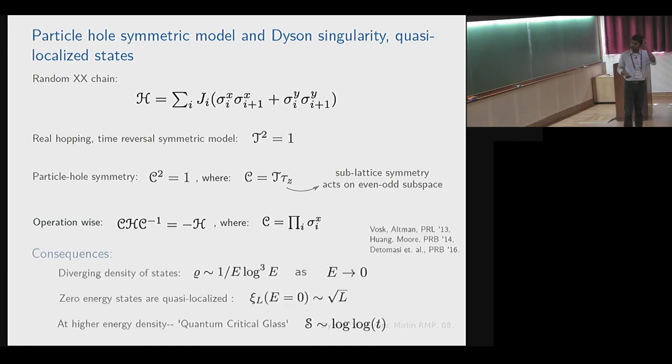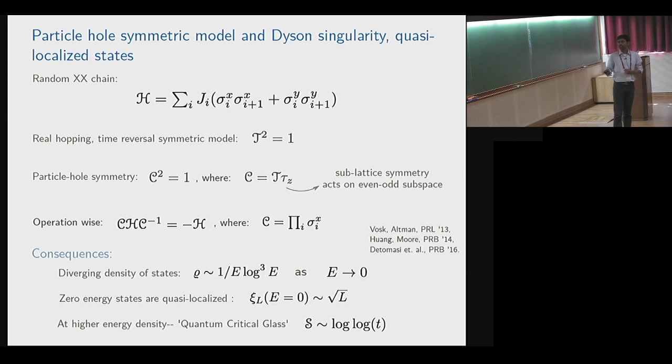So for instance, what we know is that the density of states of this model has a logarithmic divergence close to zero energy, which is not the case for an on-site disorder model. So that's important. That divergence is going to be critical when I add interaction to the system. This is essentially known as the Dyson singularity.